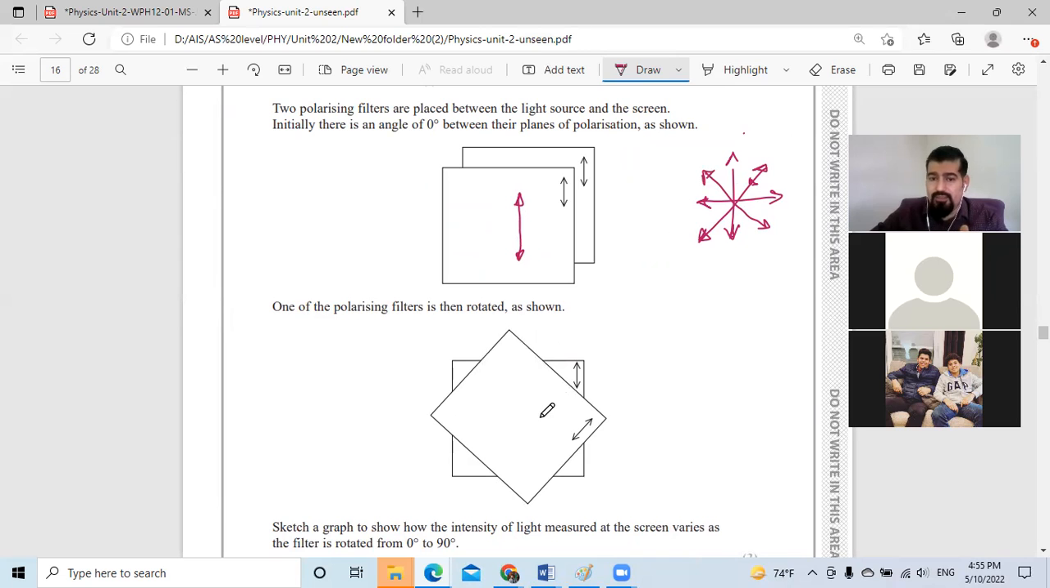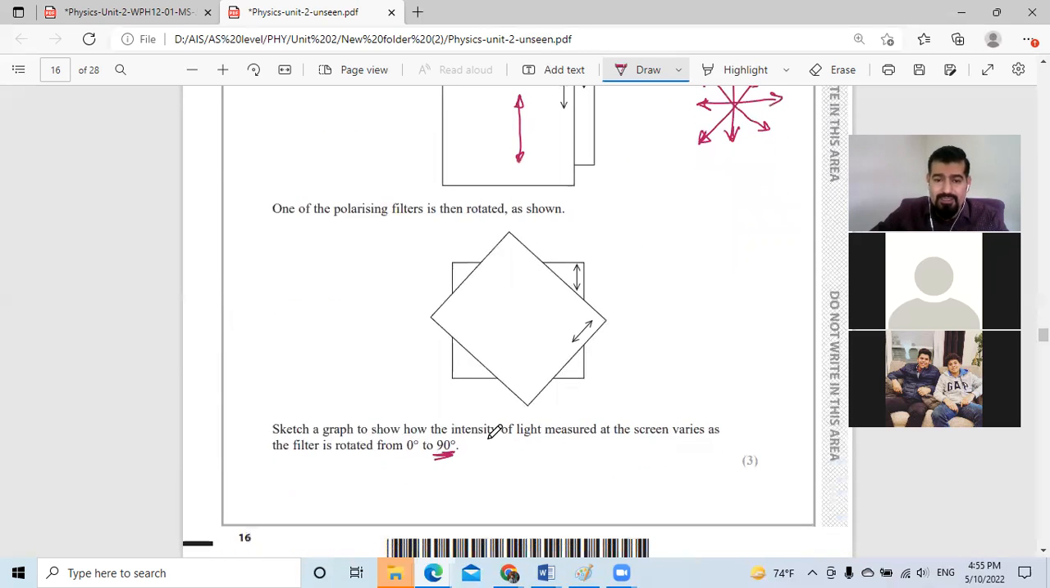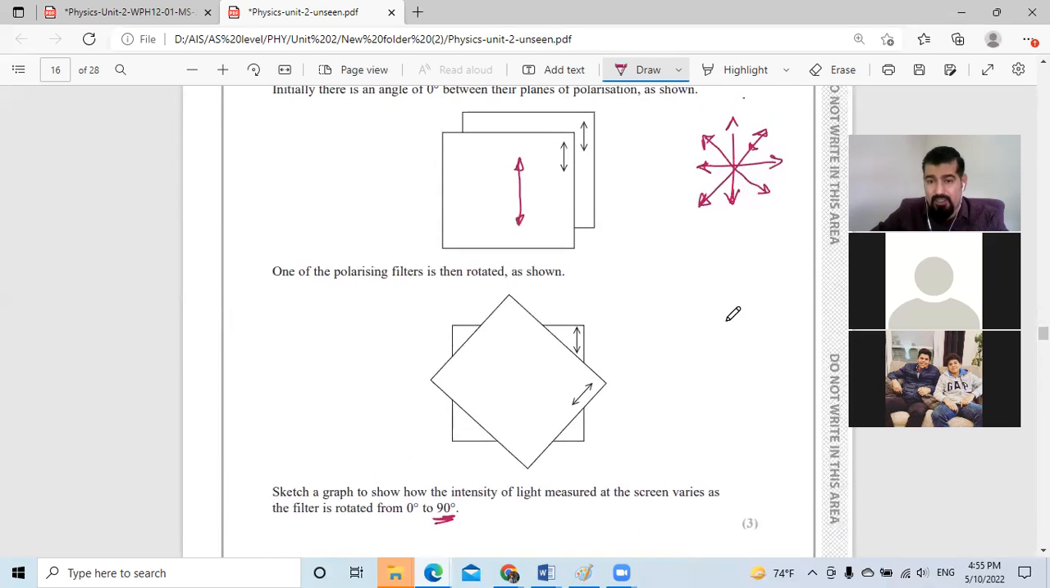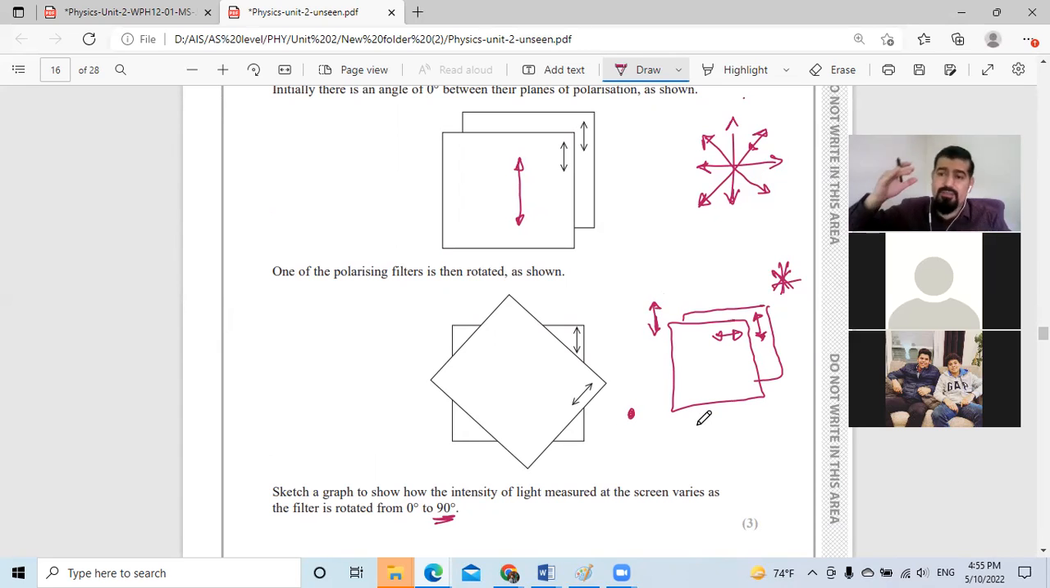As we rotate it to 90 degrees, one filter is horizontal and the other one behind it is still vertical. There is no light passing through both of them. So the light was unpolarized; as it reaches between them, it becomes horizontally polarized. As it passes through the second one, there is nothing. So that means the light intensity decreases.